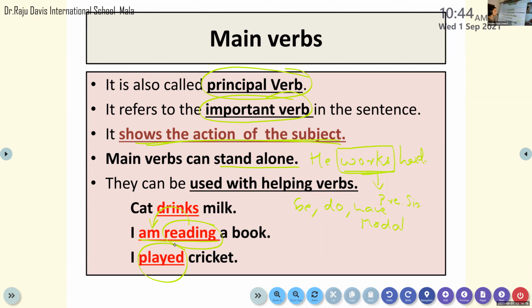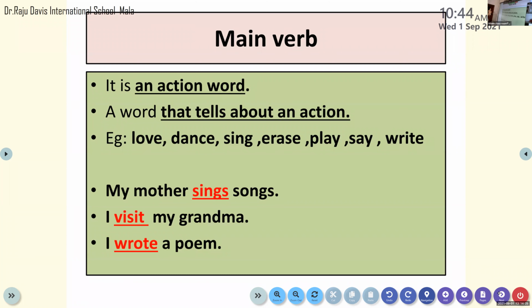Am I clear, children? Yes, ma'am. This is what we discussed about main verbs. And remember, main verb is an action word. Jumps, played, laughs. Okay, this is a main verb. This shows an action. And a word that tells about an action is called a verb in English grammar.